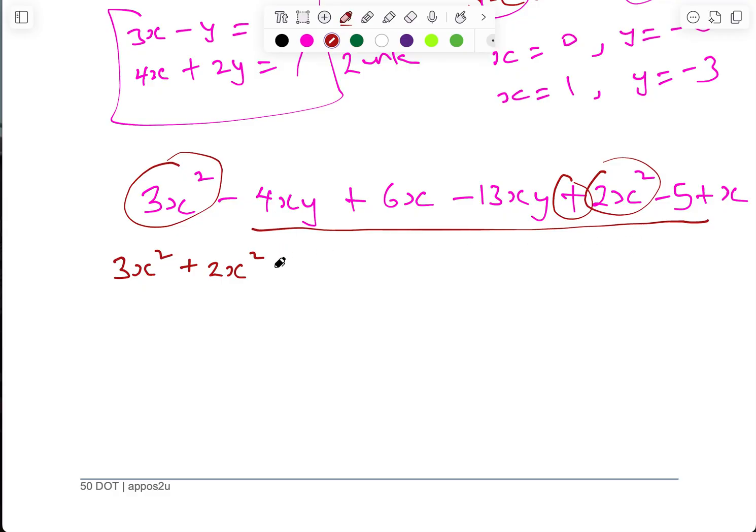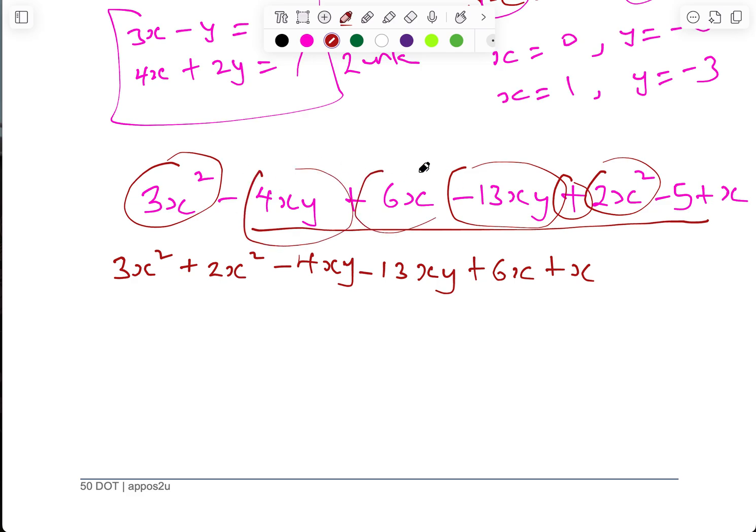Now the next term is negative 4xy. So look through, do you have a term that involves xy? Yes, this is the term. So you bring them together, negative 13xy. Then you have plus 6x. Do you have a term with x? You have 6x plus x. And then we are done with this, we're done with this, we're done with this. So the only thing that is left is negative 5, which does not have anything that matches with it.